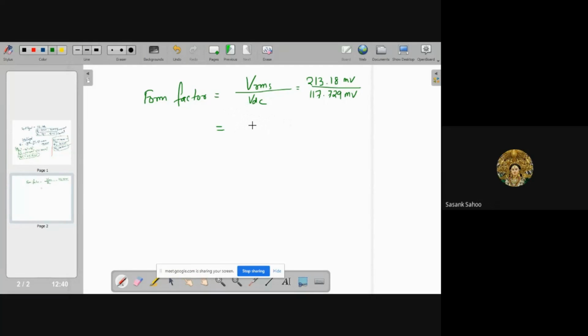1.8. 1.81. So the form factor we are getting is 1.81, and this is what? This is experimental. This calculation is from the experimental results. So 1.81 is the form factor of the output rectified signal that we are getting from the experimental measurement.